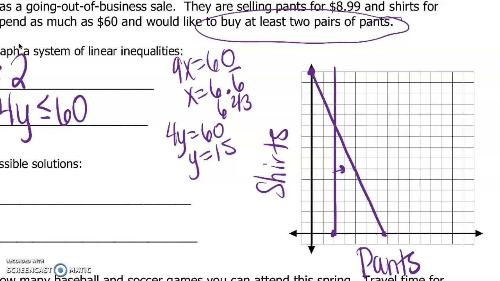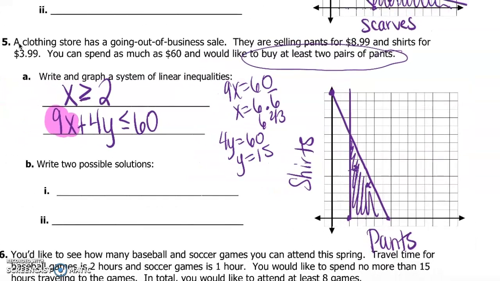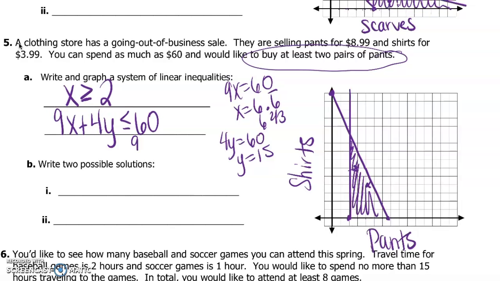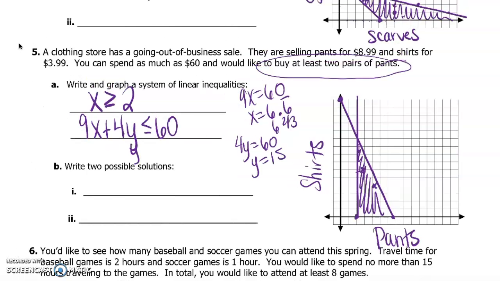We're going to connect those two. That's a less than, so we're in this little triangle right here. All right. If you didn't want to use your intercepts and you wanted to solve, you would subtract 9x and then divide by 4. So you would have y is less than or equal to 9/4 x plus 15.